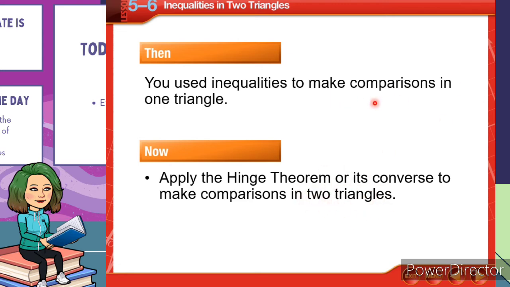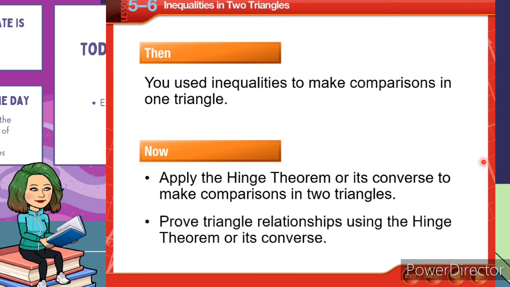Dati, pinag-usapan lang natin, as you can see with the previous activity, comparison lang siya ng sides. So, hinahanap lang natin yung possible range ng third side. Or, given ang three sides, makakapagawa ba tayo ng triangle? So, yun yung pinag-aralan natin kanina at with the previous lessons. Ngayon naman, we're going to apply the hinge theorem or its converse to make comparisons in two triangles. Then, prove triangle relationships using the hinge theorem or its converse.